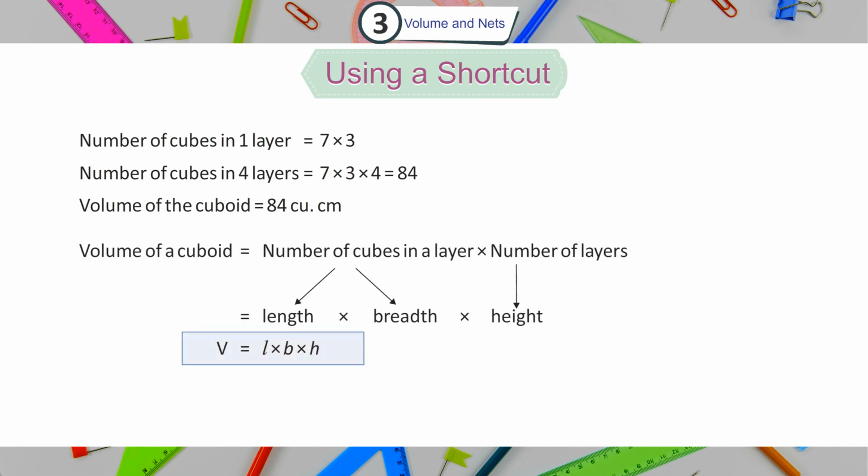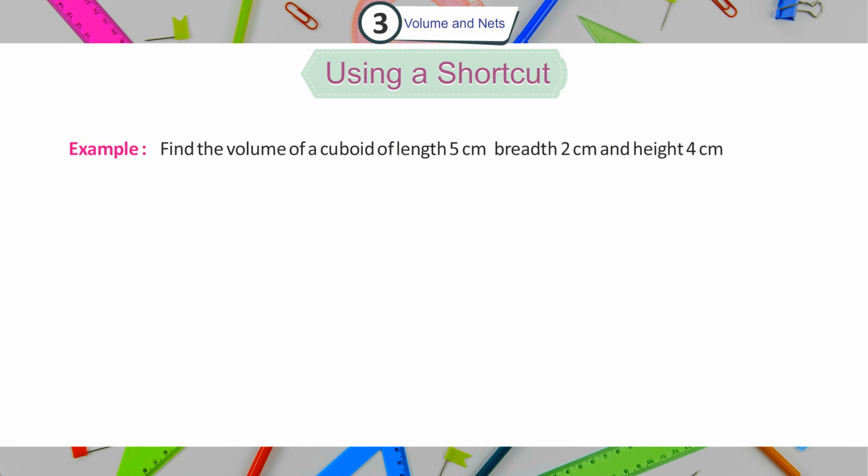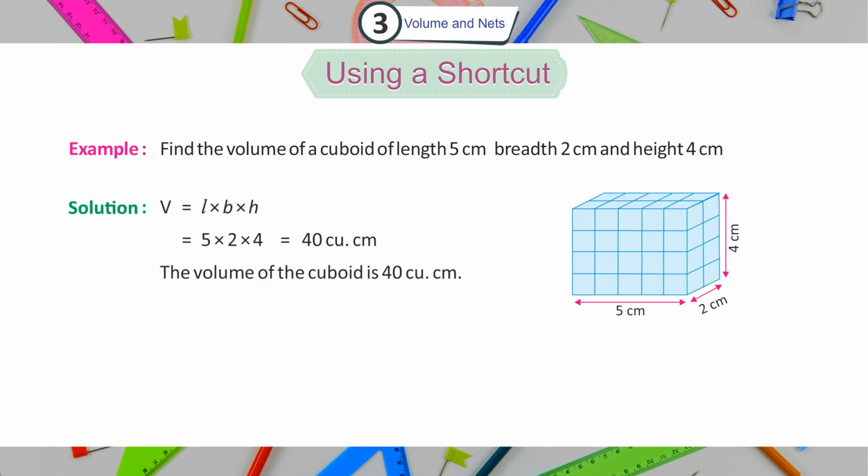Volume of a cuboid = number of cubes in a layer × number of layers = length × breadth × height. V = L × B × H. Example: find the volume of a cuboid of length 5 cm, breadth 2 cm and height 4 cm.